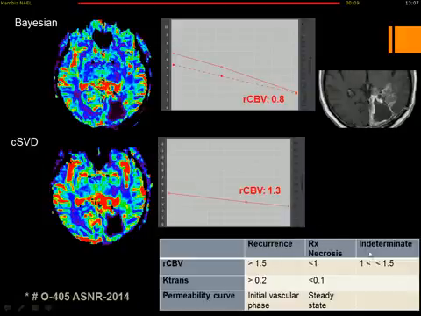So using the table that we use in our algorithm in our institution and reading room, if you look at the Bayesian, this would be radiation necrosis. If you're looking at the SVD technique, this would be in the indeterminate category. This was a pathology-proven radiation necrosis.